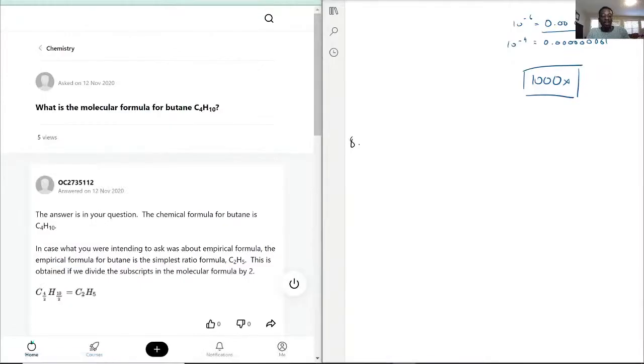First question we have, what is a molecular formula for butane? Okay. For butane, C4H10. So funny enough, as the answer also states, the answer is actually given to you right here. This is the molecular formula for butane.